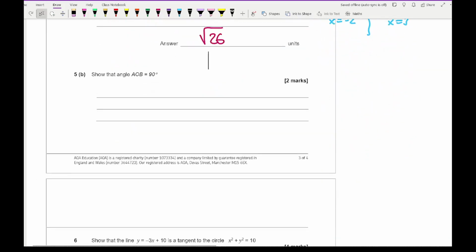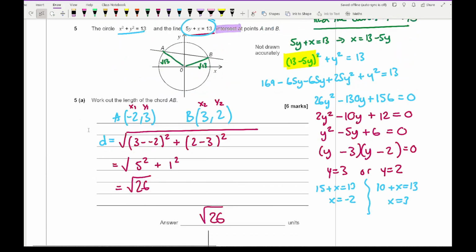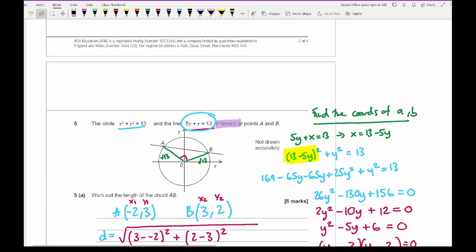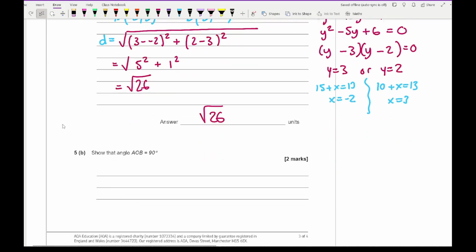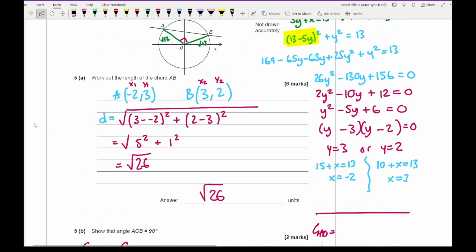Now the next part says show that the angle is equal to 90 degrees, and let me just go back to the question. So this shows that this angle here is 90 degrees. There's a couple of ways in which we could do this, but basically the best way is to compare the gradient. So what I do is work out the gradient of AO and multiply that by the gradient of BO.